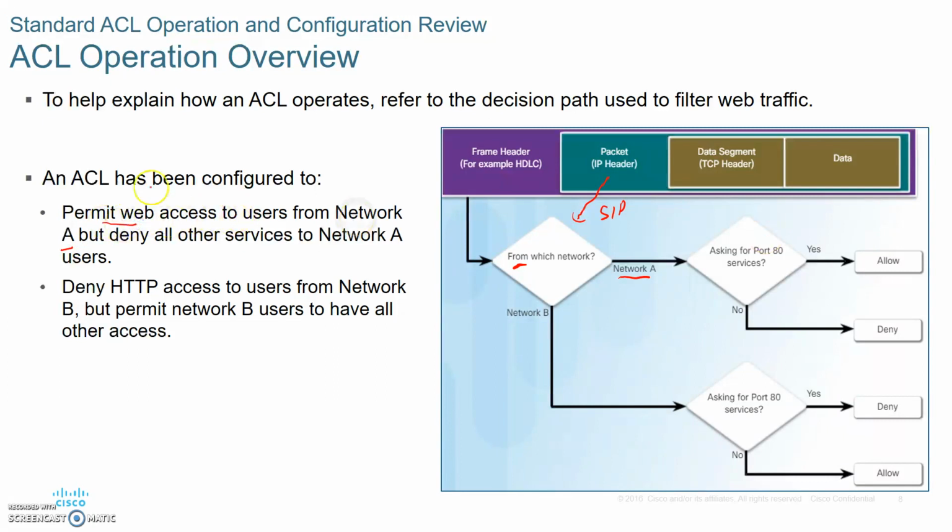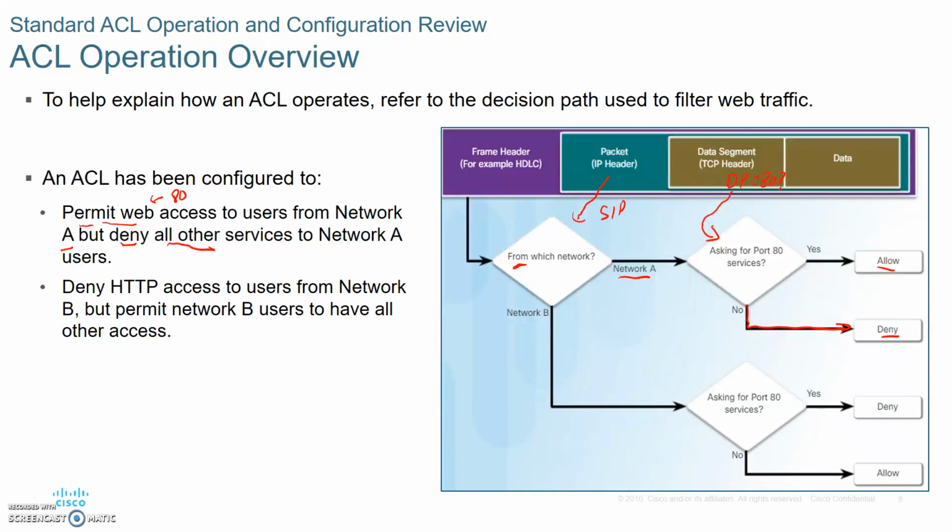Web access is actually port 80 in the destination port, so I will check the destination port. Is this user requesting port 80 or not? This will be checked here. Is it asking for port 80? If yes, I will permit. How about if it is no, it's not port 80, let's say it's port 21 for FTP or port 23 for telnet? For all other services, I will deny. The packet will be dropped.